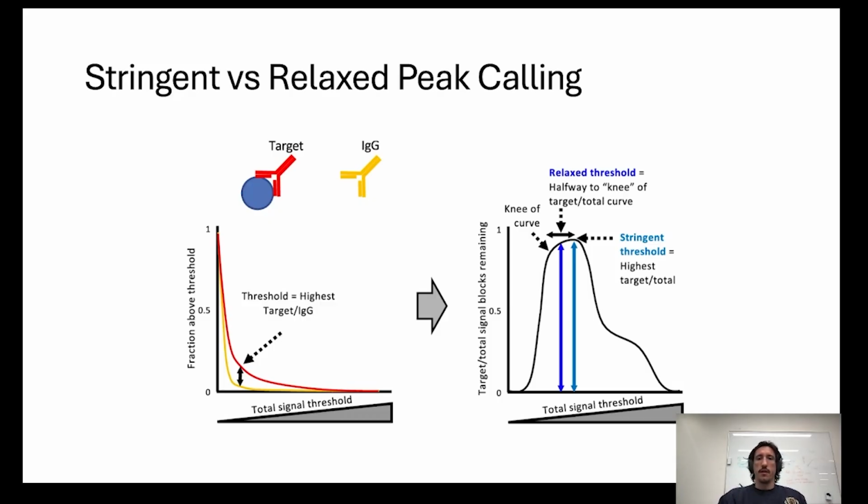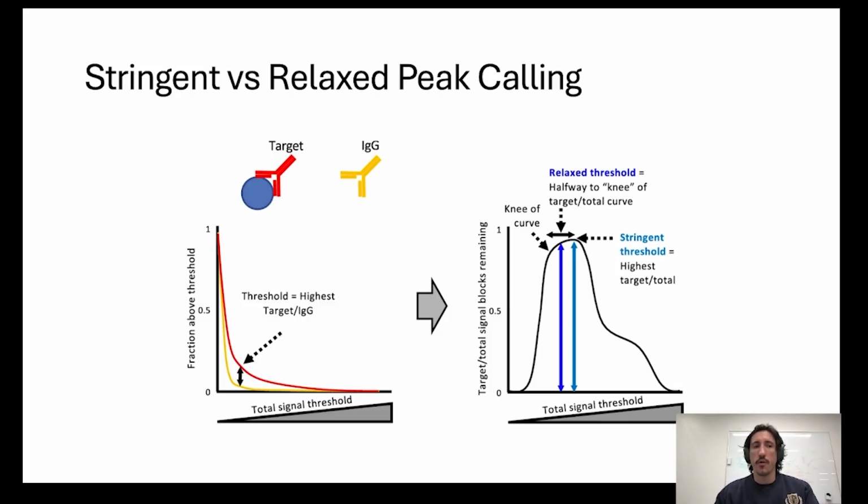So stringent, if you look at this light blue line, is denoting the maximum distance between the red and the yellow line. That is also matching to the black arrow over here. And so this is where you're going to get the absolute best discrimination between your target and your background signal. These are your high confidence peaks.